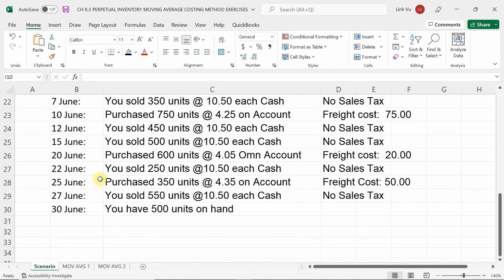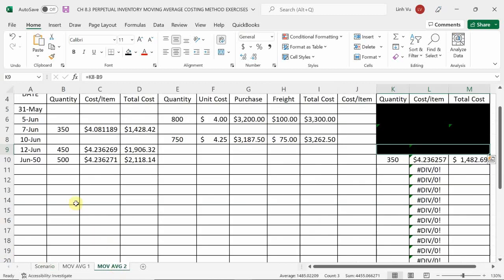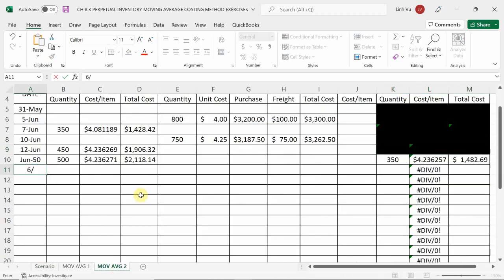So you end up on June 20th purchasing 600 units at $4.05 each with a freight of 20. 600, 405, and 20. I think it's 620. Oops. 620, we end up purchasing 600 units at 405 with a freight of 20. 2,430. 2,450.